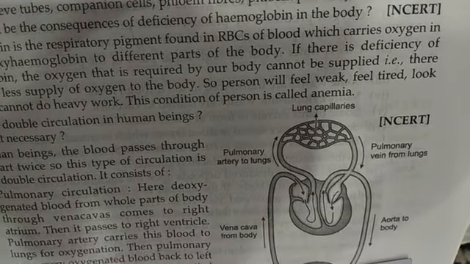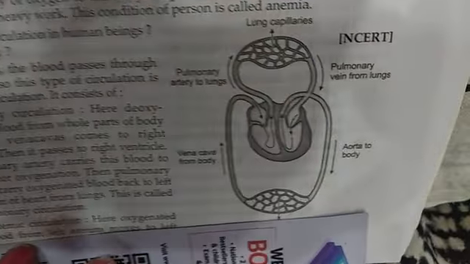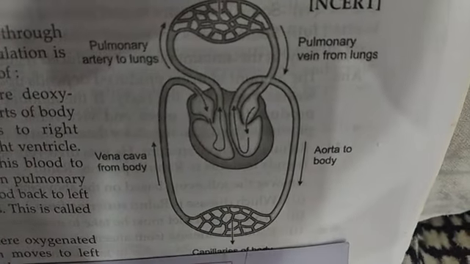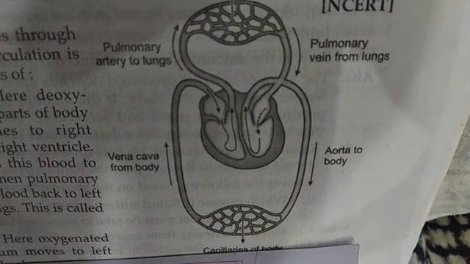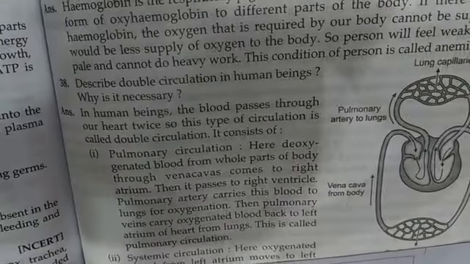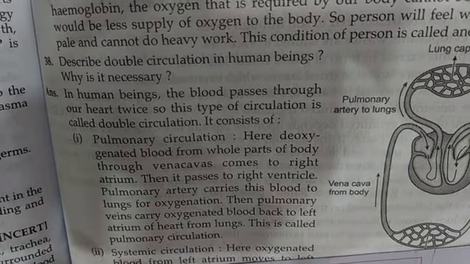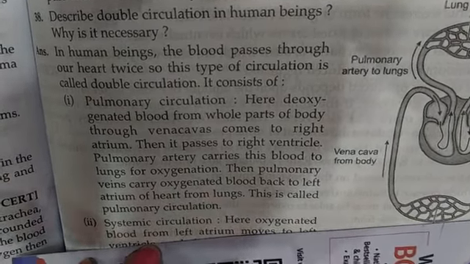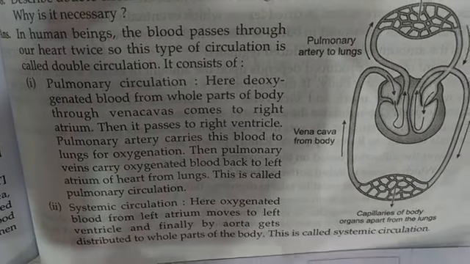Describe double circulation in human beings. Now this is the diagram. And why is it necessary? So in human beings, the blood passes through our heart twice. This type of circulation is called double circulation. It consists of pulmonary circulation and systemic circulation.